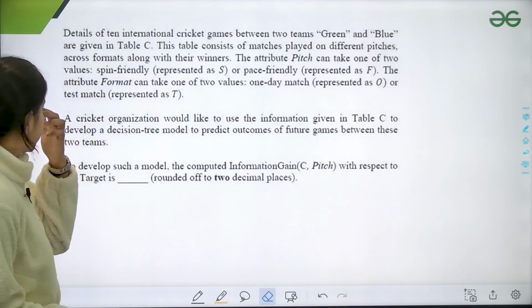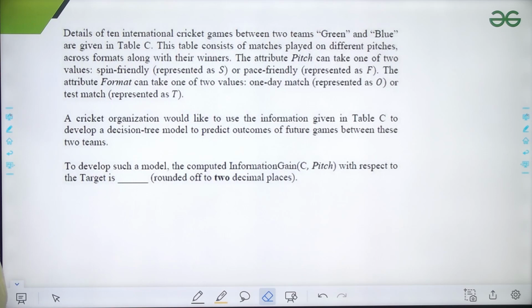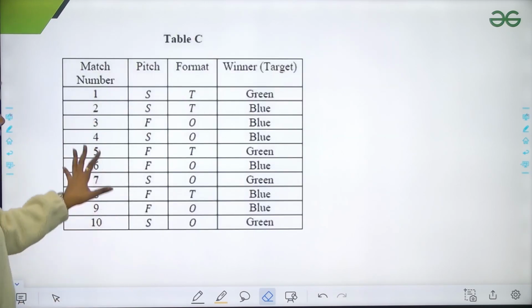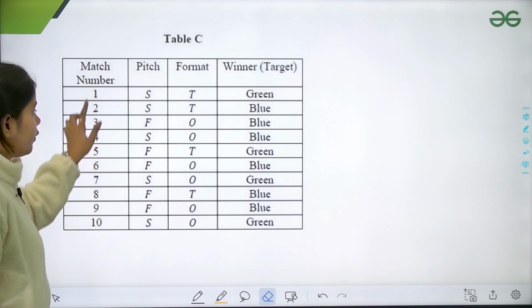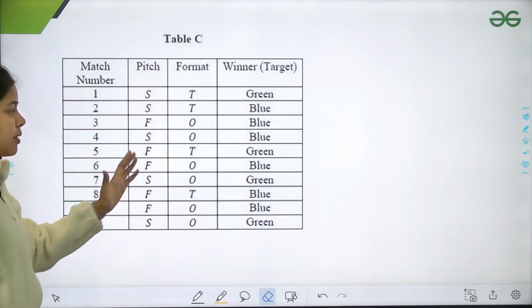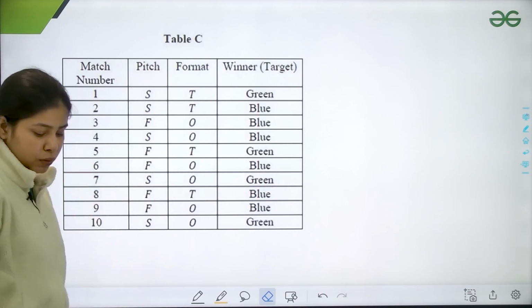Okay, so we have this question. It says that details of 10 international cricket games between two teams, green and blue, are given in table C. Okay, guys, table C, this is the table given to me. You can see that we have match number, pitch, format, and then winner. Either the green team is the winner or the blue team is the winner. That means we have two classes.